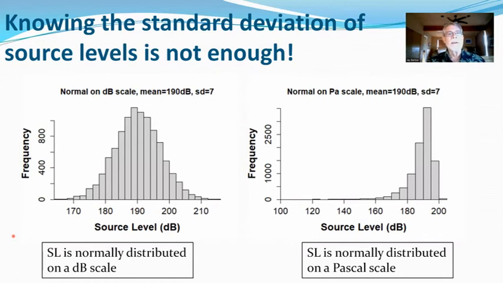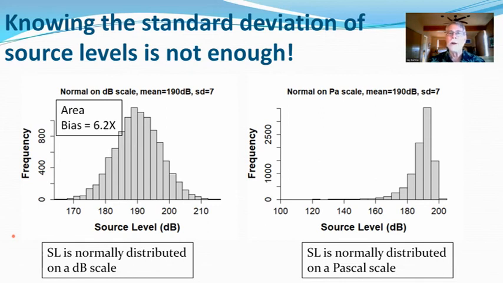So knowing the standard deviation of the source level is not enough to specify what the distribution of source levels is. On the left here, you see source levels that are normally distributed on the dB scale. And on the right, you can see what the distribution of source levels looks like if they're normal on the Pascal scale and then transformed back to the dB scale. Both of these plots have the same mean value and the same standard deviation, but you can see their shape is very different. And the bias is very different.